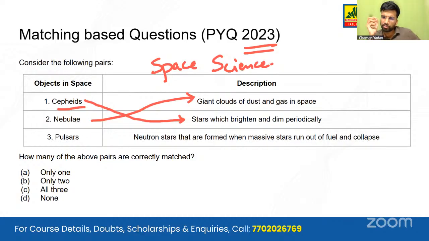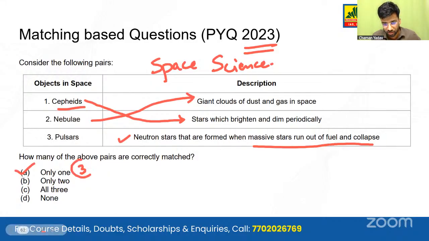Cepheids, on the other hand, are stars which brighten and dim periodically. These are observed by space telescopes such as the James Webb and Hubble Space Telescopes, and they go bright, dim, bright, dim. So they show periodic oscillation between being bright and being dim. Pulsars are neutron stars that are formed when massive stars run out of fuel and collapse. So we see that in order to get this question correct, we need to know about all three entities given here. Only one is correct, so the third will be our correct option here.